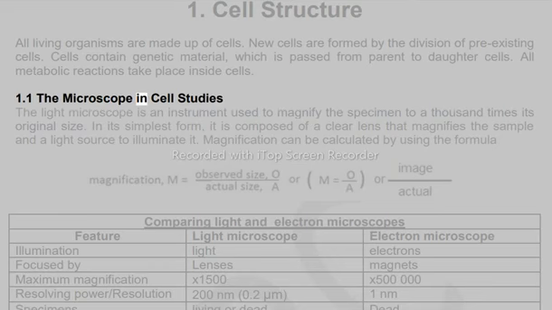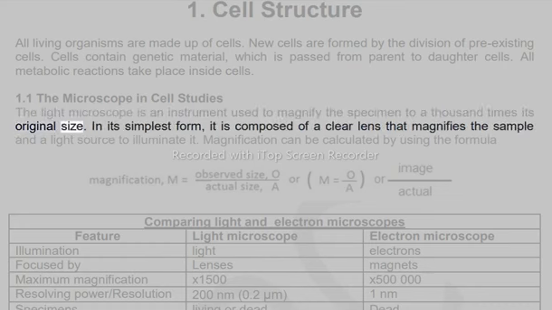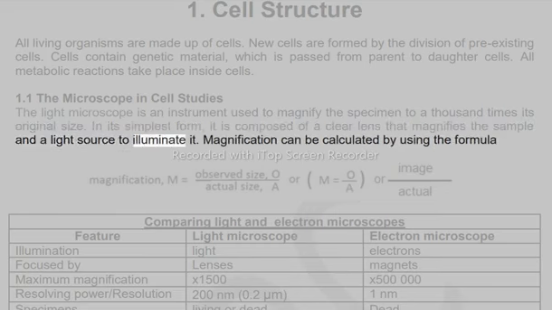1.1 The microscope in cell studies. The light microscope is an instrument used to magnify the specimen to 1,000 times its original size. In its simplest form, it is composed of a clear lens that magnifies the sample and a light source to illuminate it. Magnification can be calculated by using the formula.